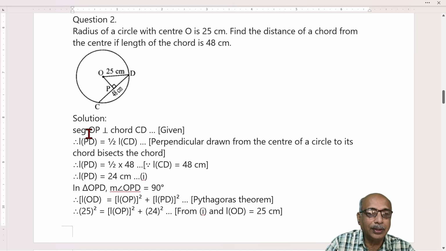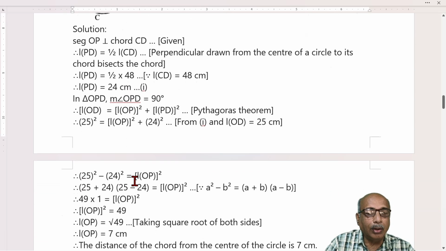Now the solution. OP is perpendicular to the chord given. Therefore, length PD equals half of CD. Perpendicular drawn from the center of a circle to its chord bisects the given chord. Therefore, PD equals half of 48, which equals 24 centimeter. Now in triangle OPD, angle P equals 90 degree. Therefore, now you know how to apply Pythagoras theorem. Substitute the values and calculate.